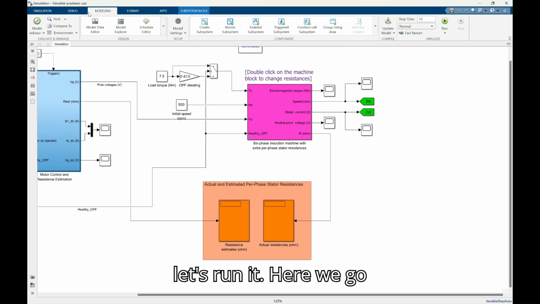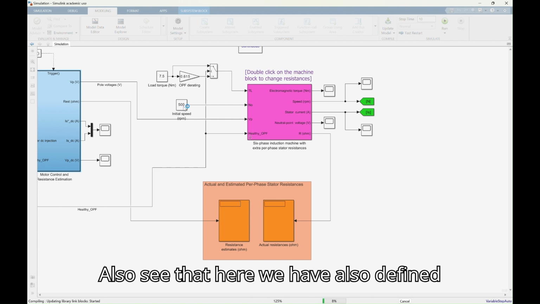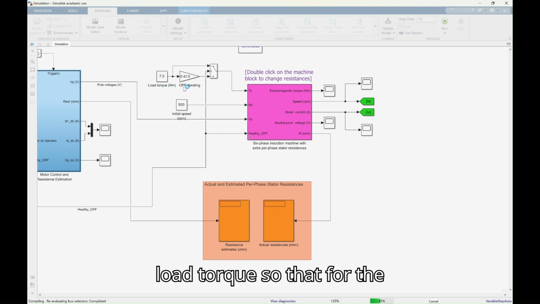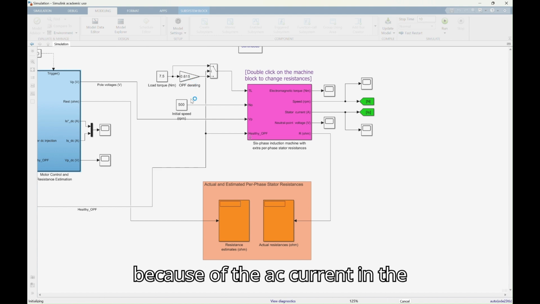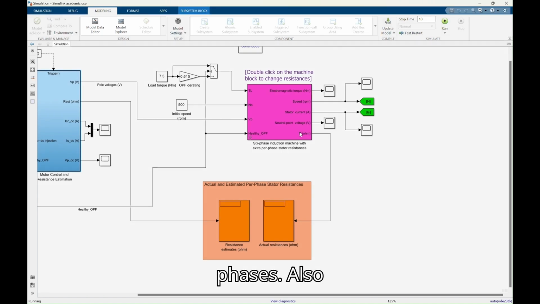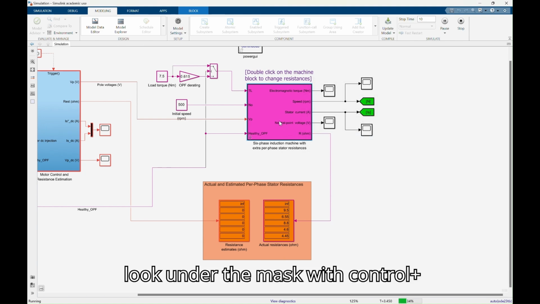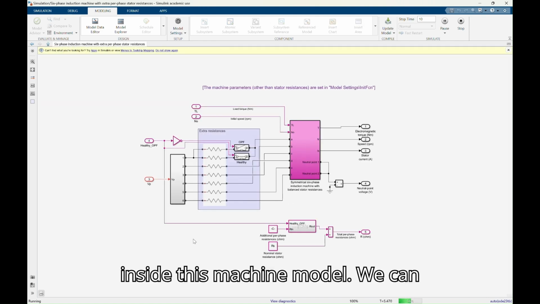So here, if we go to run. And also see that here we have also defined the initial speed of the machine and load torque. So that for the open phase fault, we derate that load torque so that there is no overheating because of the AC current in the phases. And also here we have the machine. If we look under the mask with Control U, we can see what's inside this machine model.